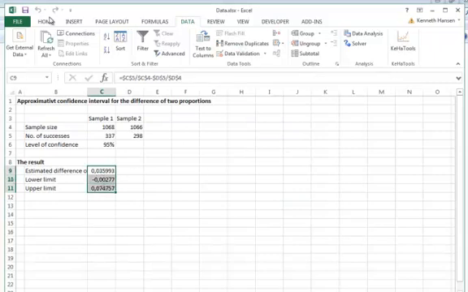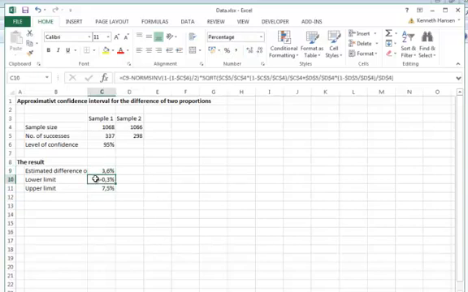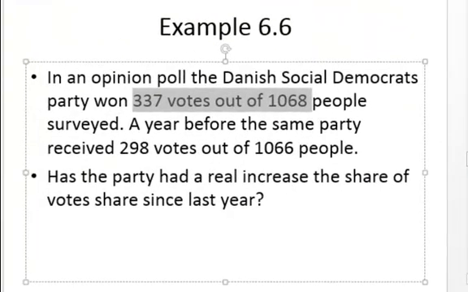We get the following results, and we see that the difference is apparently positive, but it could be negative, so we can't conclude that the party has an increase in share of voters.